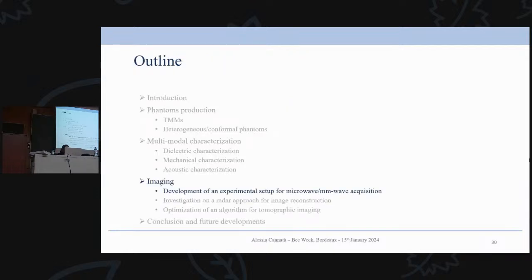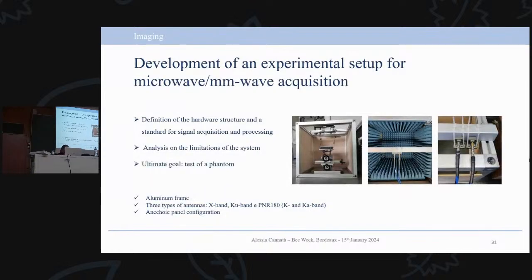Okay, let's go to the imaging, which is the most important part of my PhD. After characterizing the properties, we can go on testing them in some kind of imaging system. In my lab, we wanted to develop an experimental setup for microwave and millimeter wave acquisition. We created this hardware structure using aluminum bars and anechoic panels, and at the beginning we wanted to define a standard for the signal acquisition, not the image on the signal.